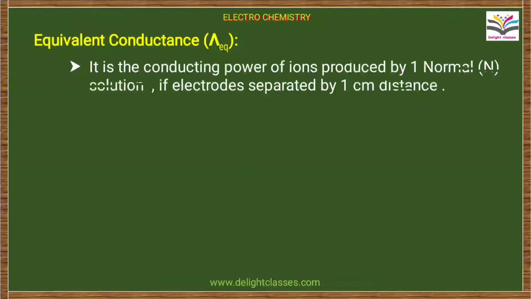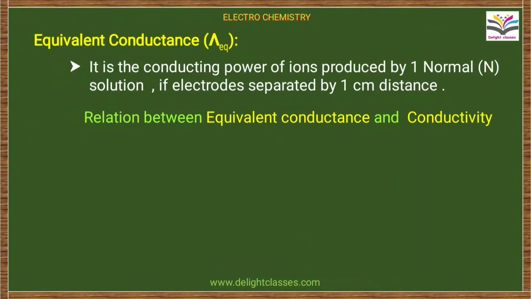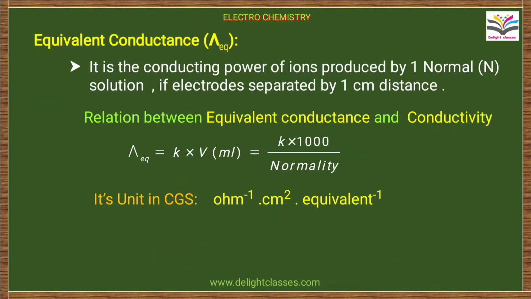Equivalent conductance. It is the conducting power of ions produced by 1 normal solution if electrodes are separated by 1 centimeter distance. Relation between equivalent conductance and conductivity: equivalent conductance is equal to K into volume in ml, which is equal to K into 1000 by normality. In CGS, ohm inverse centimeter square equivalent inverse. In MKS, ohm inverse meter square equivalent inverse.